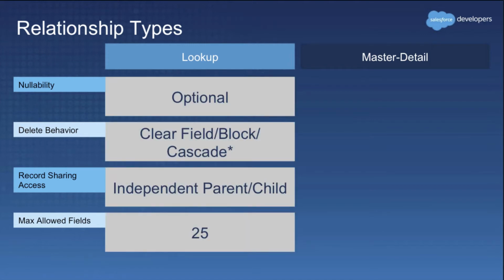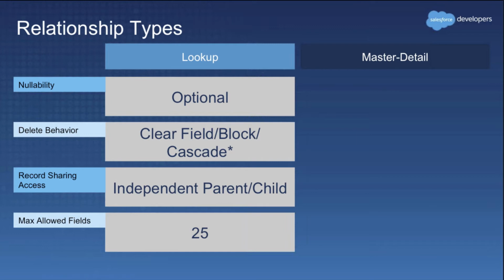So in a lookup field, you can make these not required. So nullability is optional. And because of this, we tend to think of lookup fields as a loosely coupled relationship type. In addition, going along those lines of loosely coupled, when you delete a parent record, you can pick your delete behavior on the child record. So you can either choose to clear the child record field, block the delete of the parent, or cascade the delete. Now there's an asterisk on that because of the next thing I'm going to talk about, which is record sharing access.